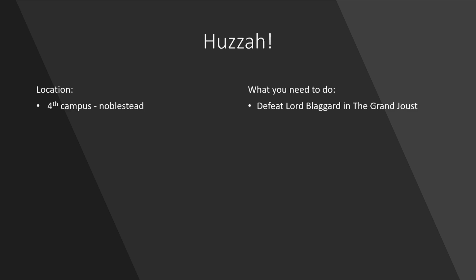Basically how you do this is by playing and unlocking the Joust and doing the first one and the second one, completing them to unlock the Grand Joust. Once you've unlocked it, you need to level up your students and get them smart enough to win this.